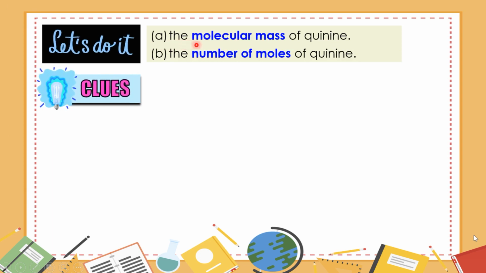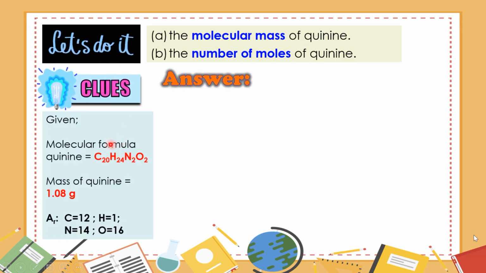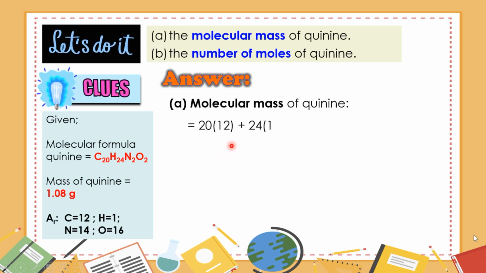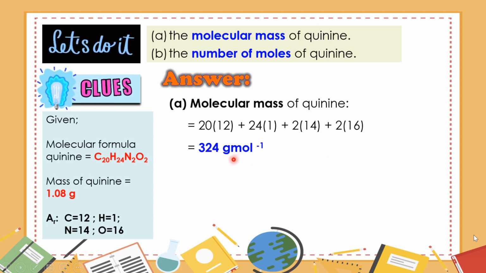For question A, calculate the molecular mass of quinine. Given in the question, the molecular formula of quinine and the mass of quinine. You have to find out the atomic mass of carbon, hydrogen, nitrogen, and oxygen from the table of relative atomic mass. So here is the calculation of molecular mass of quinine. The molecular mass of quinine is 324 grams per mole. Molecular mass is also known as molar mass.